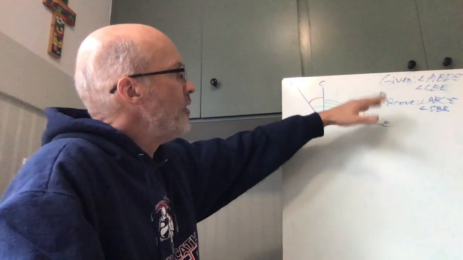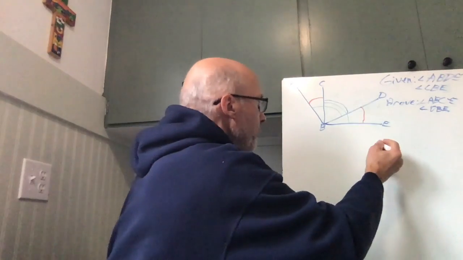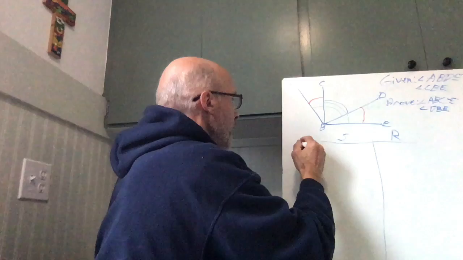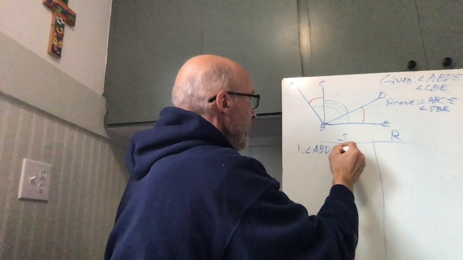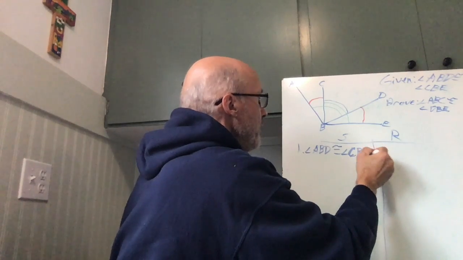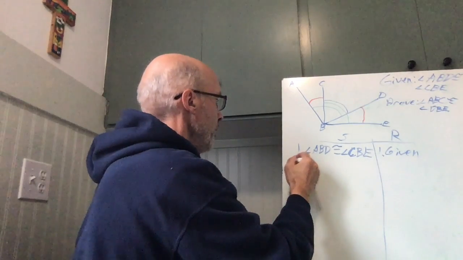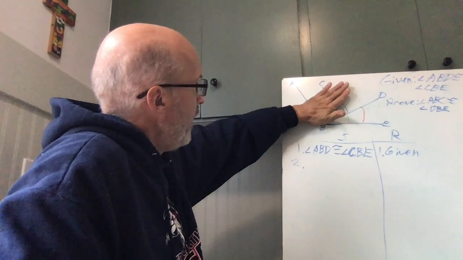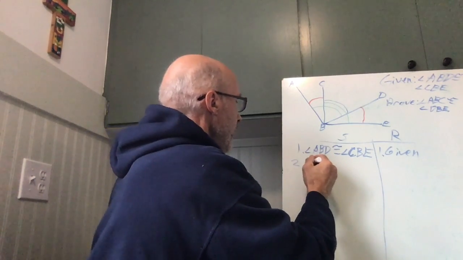So now I need to do a little manipulation of these things, and that's the basics of doing a proof. So we have statement, we have reason. Number one, angle ABD is congruent to angle CBE. The reason is given. So now what I want to do is I want to show that this big angle is made out of these two smaller angles.